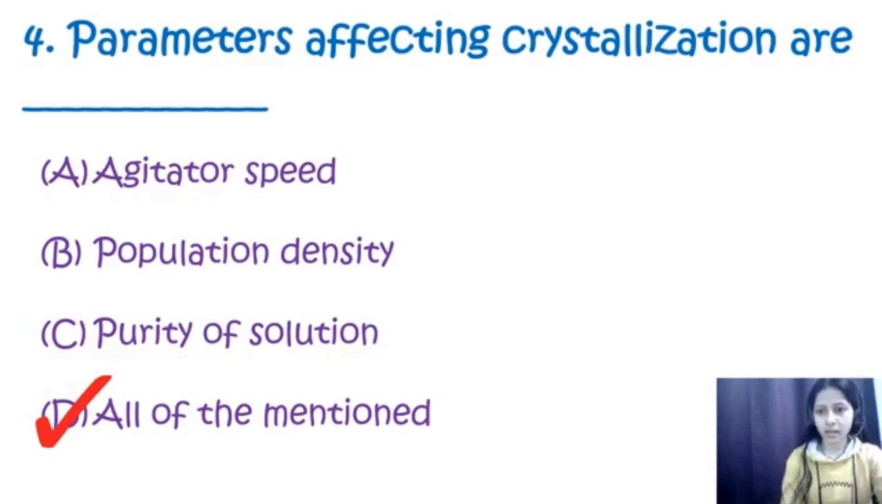So we also know that agitator speed affects the rate of nucleation and the crystal growth, while population density affects the rate of nucleation and crystal size distribution. And number C, the purity of solution, will affect the solubility of the solute and the rate of the crystal growth. So hence all of the mentioned option is correct.